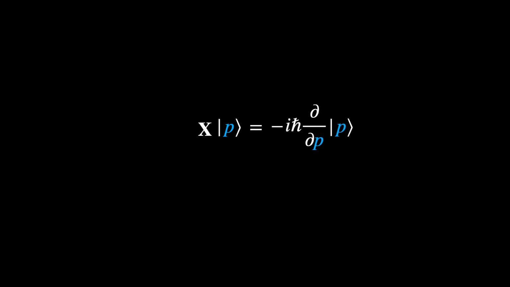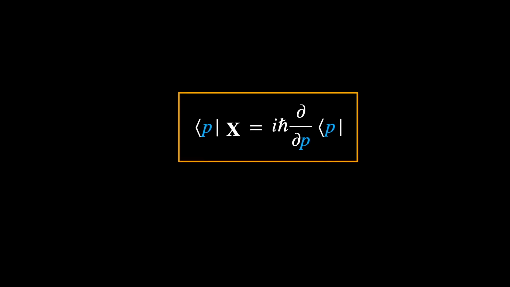We obtain the action of operator x on state p. This is almost identical with the previous result, except we are taking momentum derivative on the momentum state, and there is an extra minus sign from complex conjugation. This highlights the complementary relation between position and momentum. Once again, the Hermitian conjugation is taken. This result now allows us to derive the representation of position operator in momentum space.